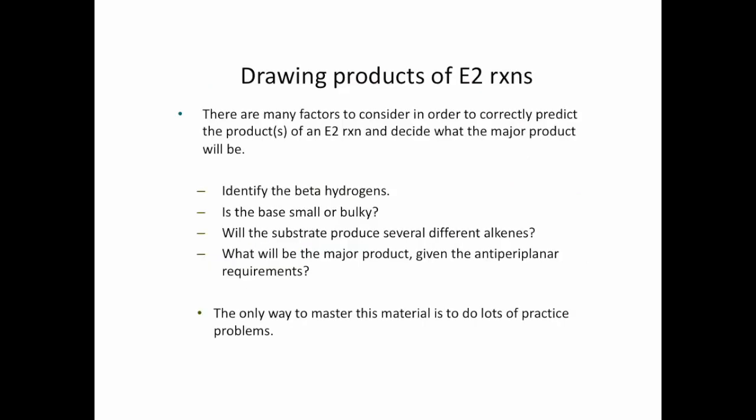So as you can see now, there are many, many factors to consider with these E2 reactions. You want to first identify where the beta hydrogens are. Then ask yourself, is this base small or is it bulky? Could we get a lot of different alkenes? And will we favor the Zaitsev product or the Hofmann product? And then finally, what about the stereochemistry, given the anti-periplanar requirements? The only way to master this material is to do lots and lots of practice problems.